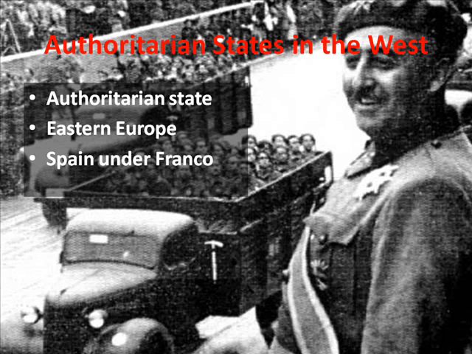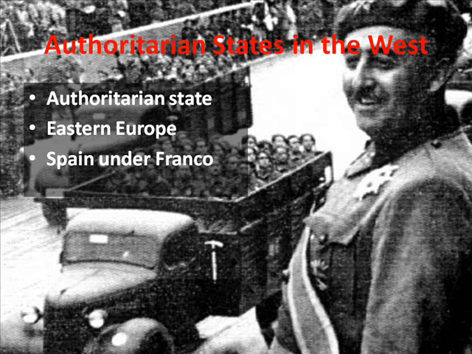Authoritarian states in the West. A number of governments in the Western world were not totalitarian, but were authoritarian. They had some features in common with totalitarian states, such as using police powers. But these governments did not try to create a new kind of mass society. Their main concern was preserving the old social order.